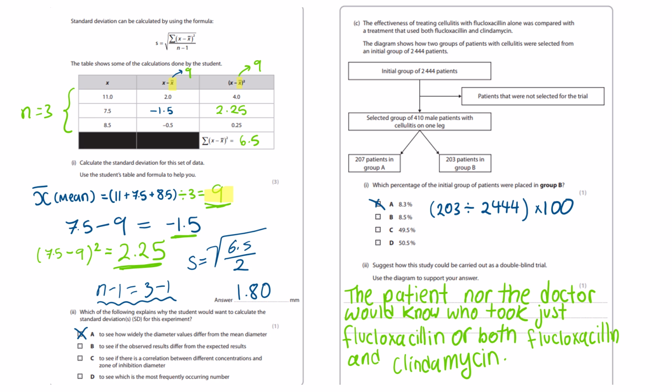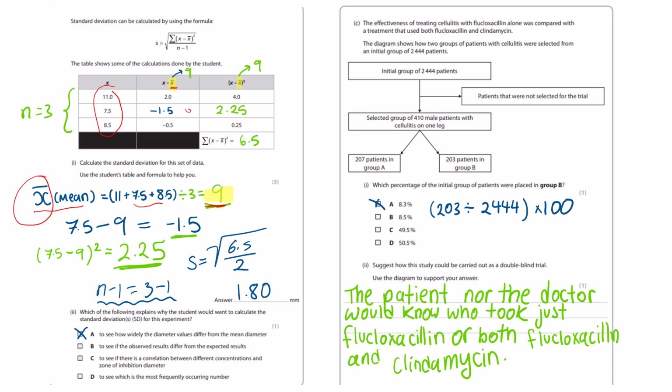Okay, now let's find the mean. So the mean is going to be x with a line on top of it that represents the mean. So to find the mean, I'm simply going to add these numbers together and divide by 3, which gave me 9. Therefore, 9 is going to represent my x with a line on top of it. Okay, now let's fill in the gaps. So to fill this part, I did 7.5 minus 9, which gave me minus 1.5.